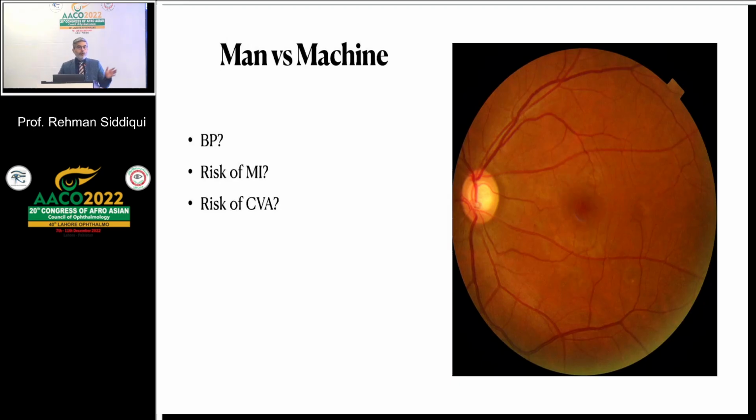So if you look at this image, and most of us have looked at fundus images all our life, can you look at this and tell what is the blood pressure of this patient? Maybe, if the patient has high BP, you can see some diabetic retinopathy changes. You can say, well, maybe the patient has uncontrolled blood pressure, but you can't tell what blood pressure the patient has. Can you predict the risk of myocardial infarction? It's very difficult. Can you predict the risk of cardiovascular events looking at this picture? That is also very difficult.